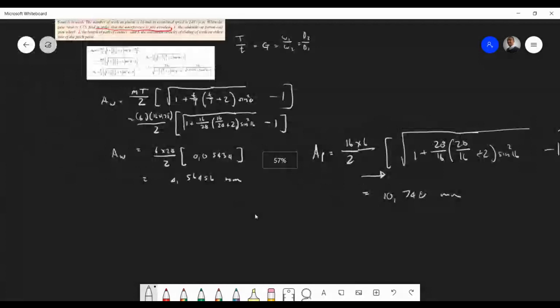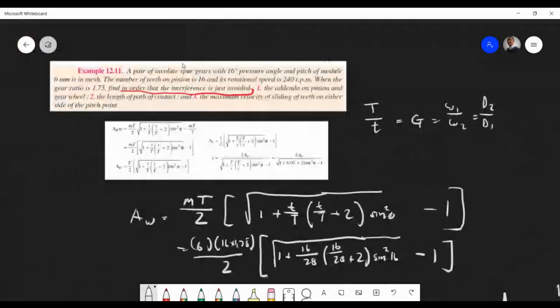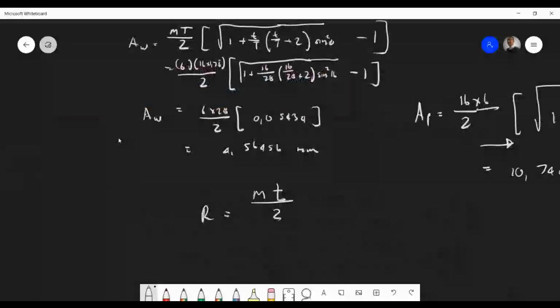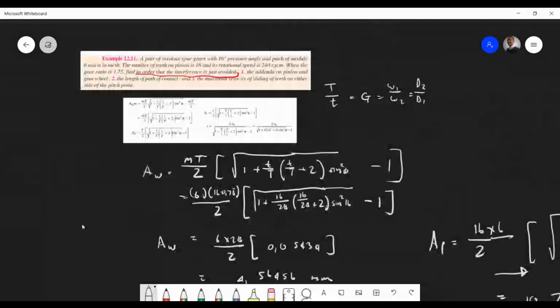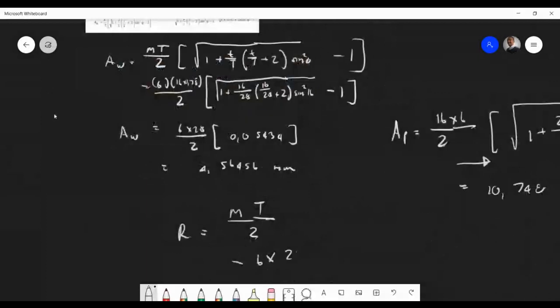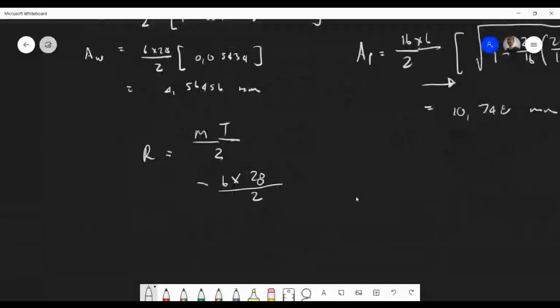So now, reverting back to the question, we can just find the same stuff as per normal. We find big R, and what is big R again? M times big T over 2. Now we follow exactly the same procedure, guys. It's 6 times T over 2. What is big T again? It was 28. So 6 times 28 divided by 2. That's 84 millimeters.